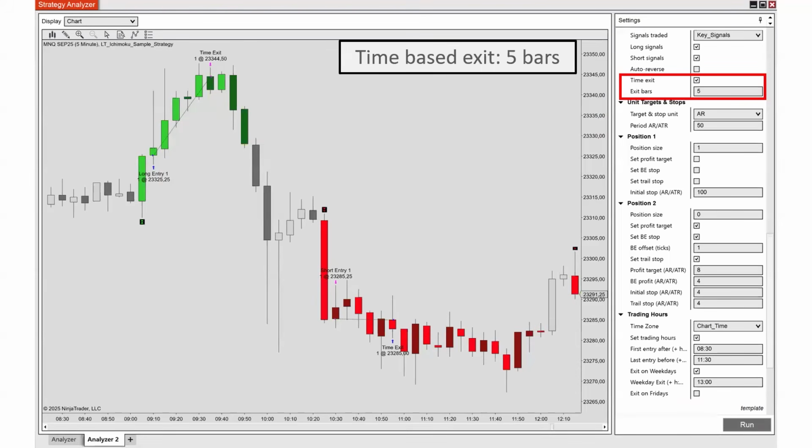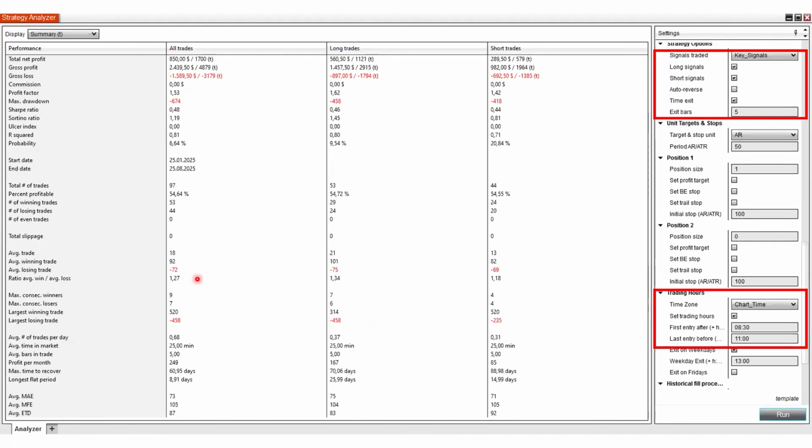So here's an example of a 5-minute chart of the micro NASDAQ contract, testing with a 5-bar exit in the strategy analyzer. And as you see, we only take key signals, both long and short. We don't have a profit target, 72 ticks. And there looks to be a profit factor here of 1.53 over a total of 97 trades. So there looks to be some predictive power here, at least at first glance.